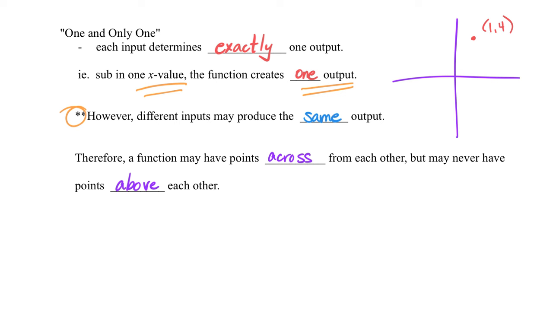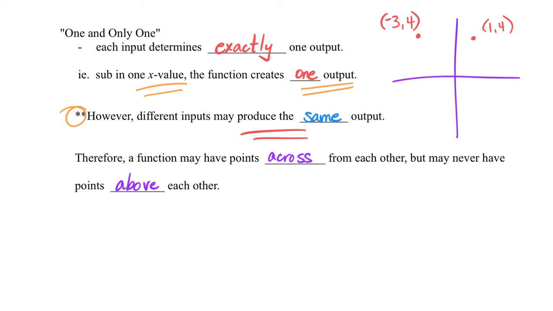Okay, let's say that I pick a different x value. Now maybe an x value of like -3. And I sub it into my equation, I follow my rule, and it spits out the same output, 4. That is okay. That's what we're talking about here when we say different inputs can produce the same output. No problem. Totally acceptable.